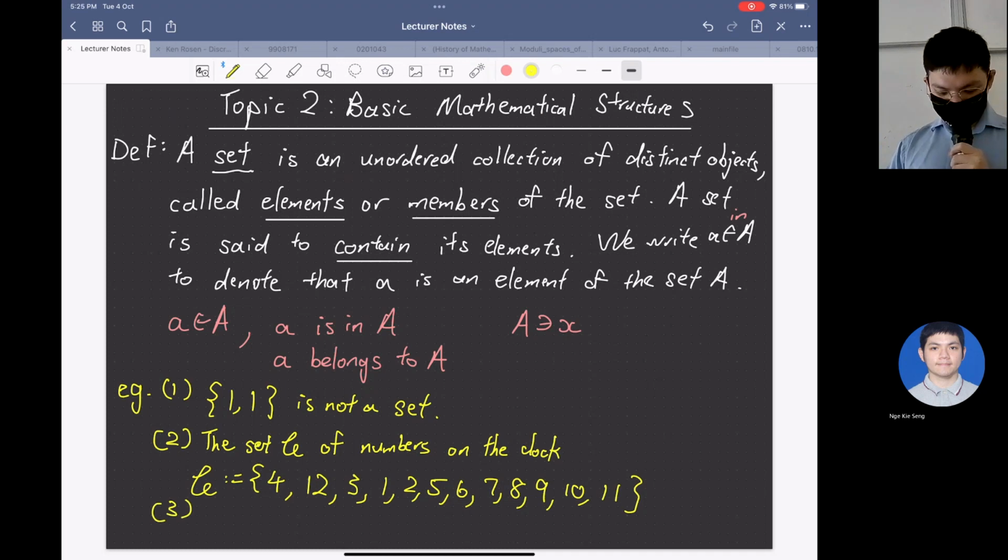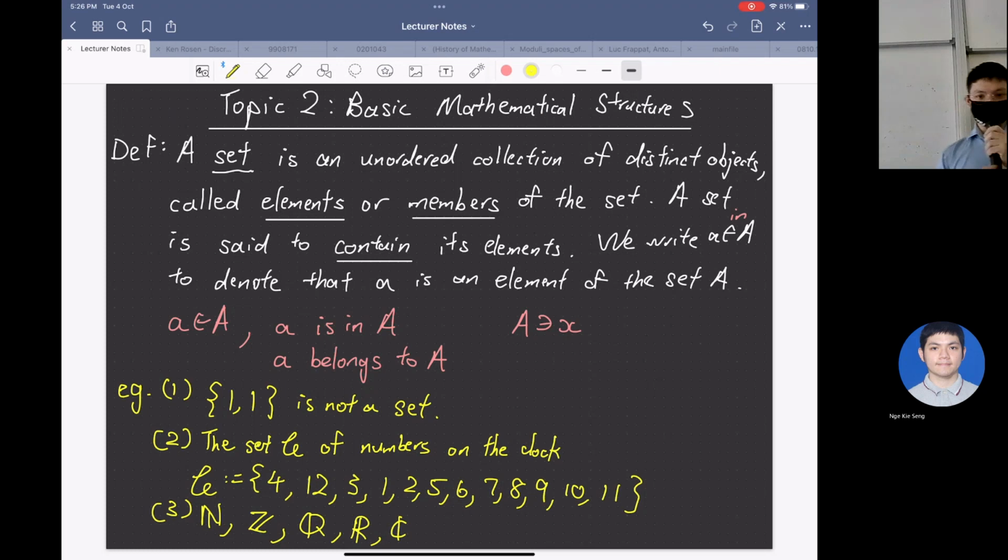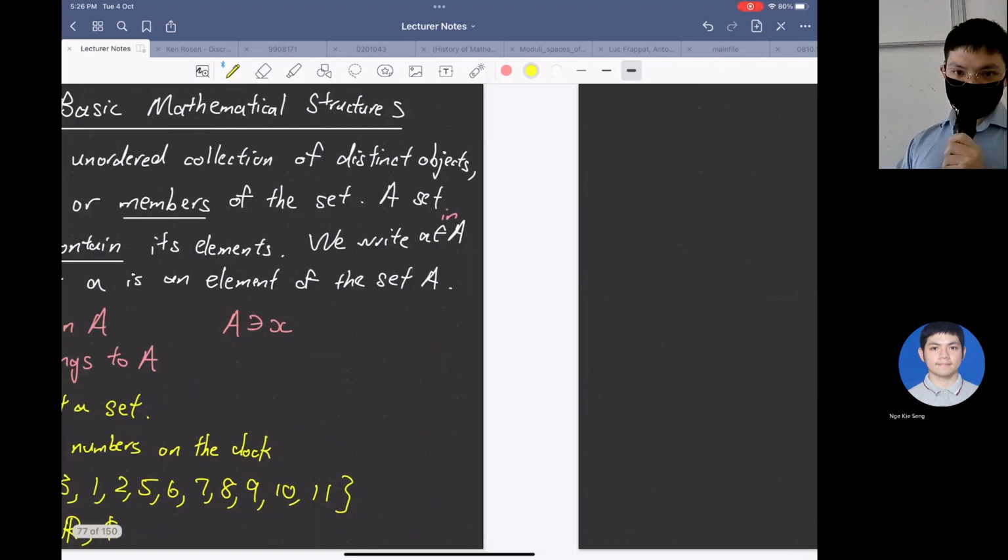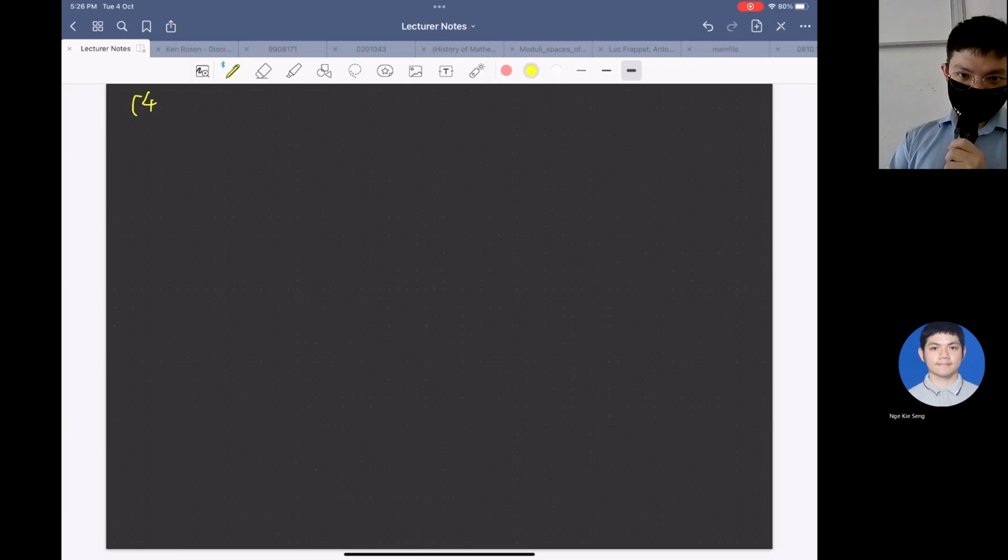We also encounter the infinite sets of numbers: the natural numbers, the integers, the rationals, the reals, and the complex numbers. Last time we introduced this in the domain of discourse. And next, this one is also very important.